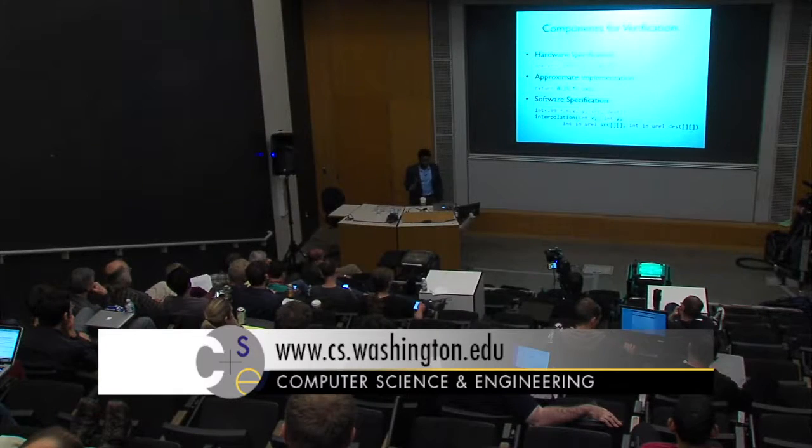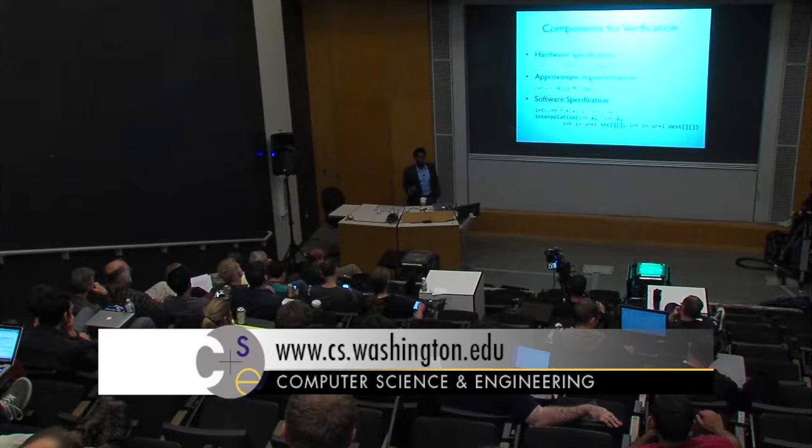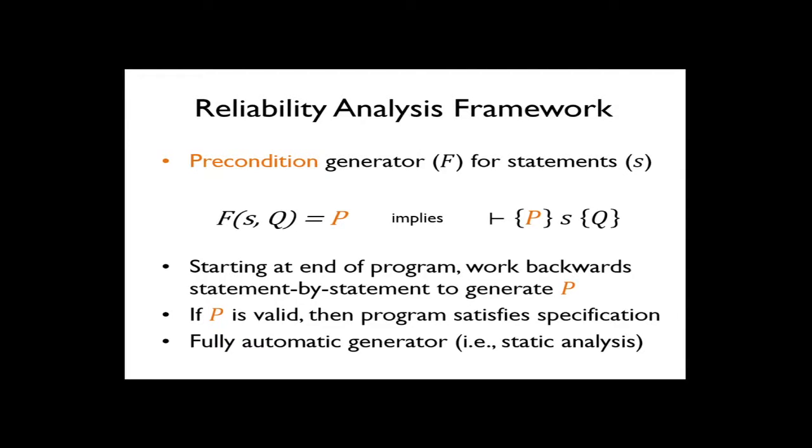So now this gives us the components that we need for doing verification of the program. We've got our hardware spec, our approximate implementation, and our software specification. Now we can build an analysis framework for doing this verification, and the way we built this is what's called a precondition generator.